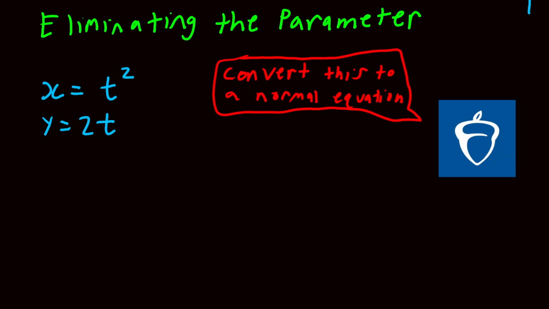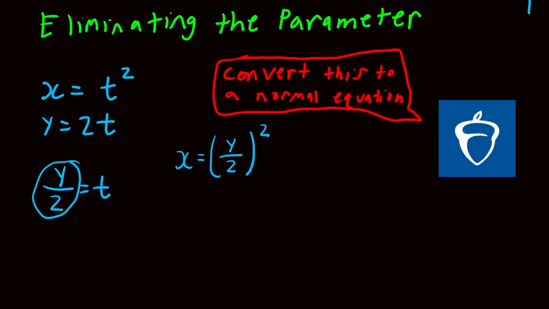It doesn't matter which one. I'm just going to solve y, because it'll be easier for me. So y, I just have to divide both sides by 2, right? So that means y over 2 equals t. Right? And now I just plug this into the other equation for t. So that means x equals y over 2 squared. And then I could simplify this, right? So it would be square root x equals y over 2, which is equal to 2 root x, and y equals 2 root x. All right?